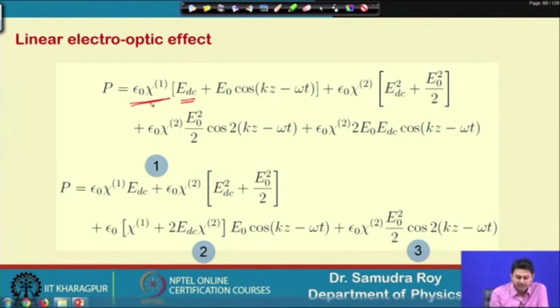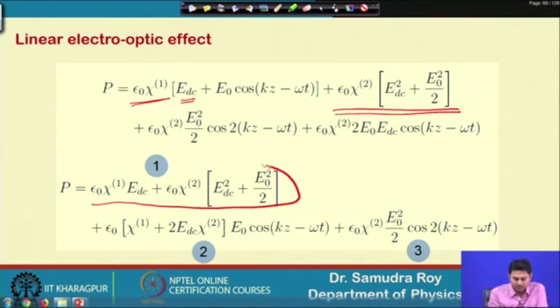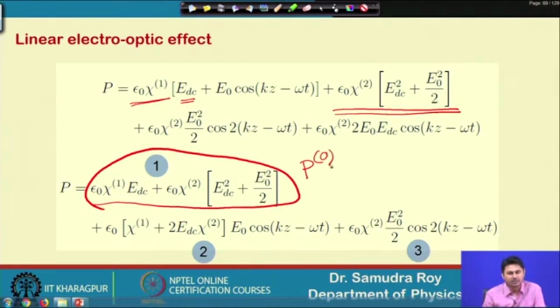This term again should not have any kind of frequency component. Since this term has no frequency component, I can correlate this term with this one. Again, this term does not have any frequency component. So, we gather all these terms and call them term 1, as written here. This is my term 1. So, the first term which does not have any frequency component, I can write as P0.